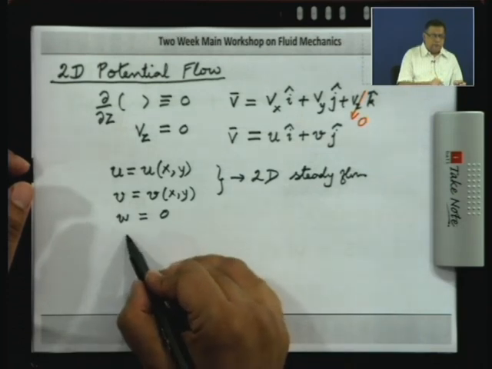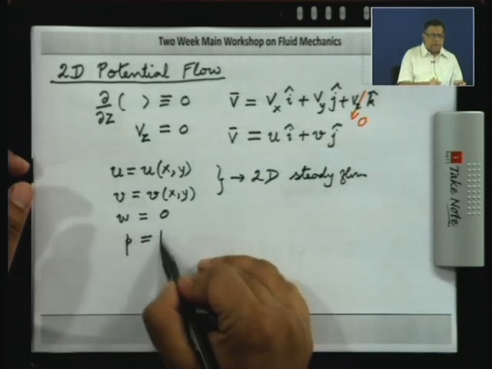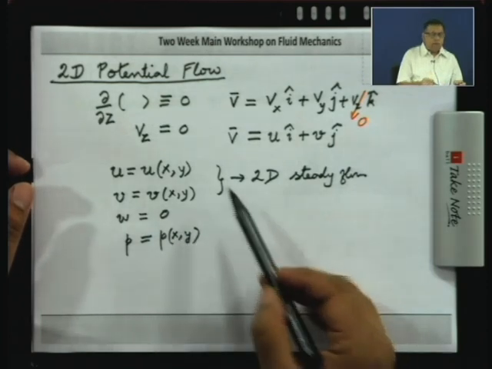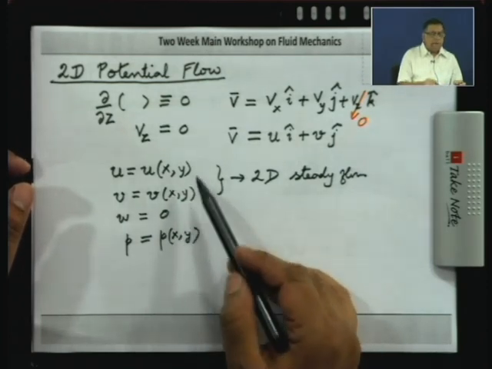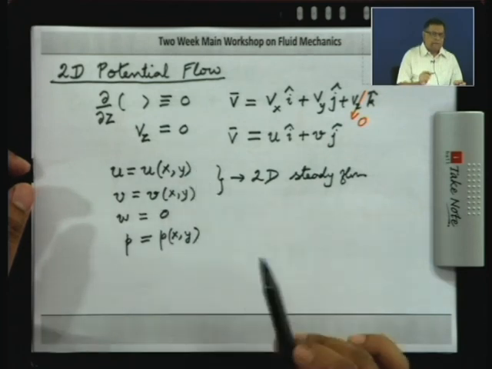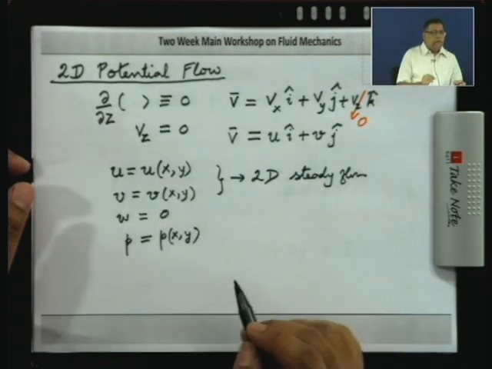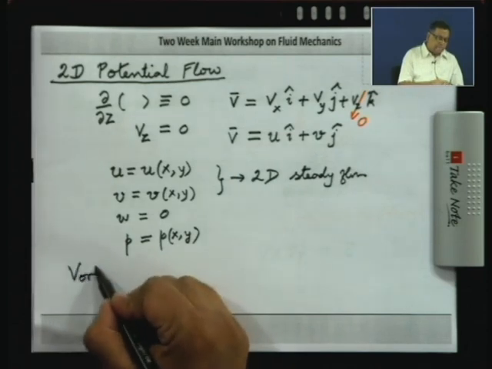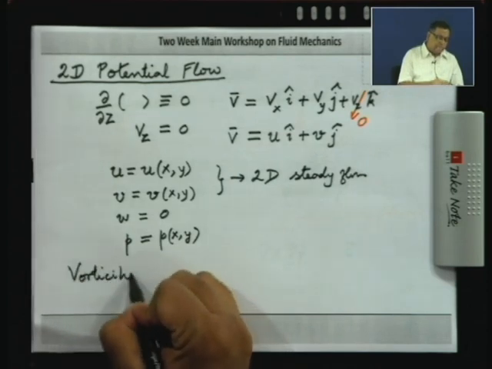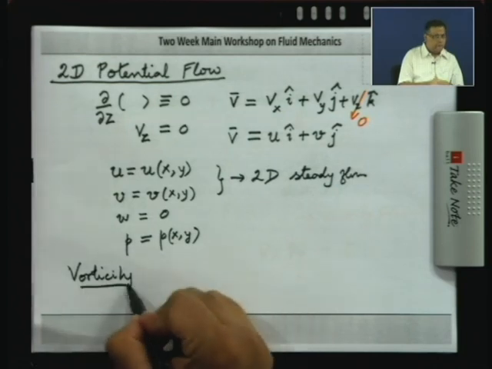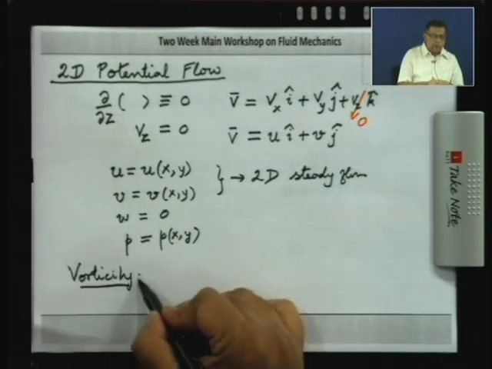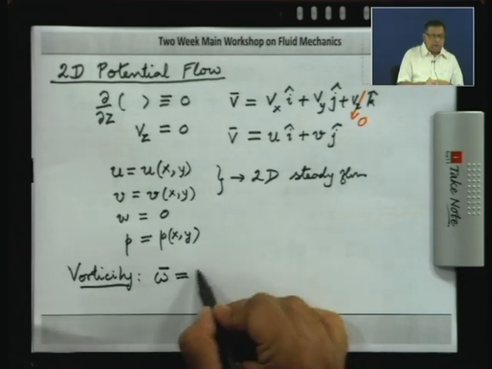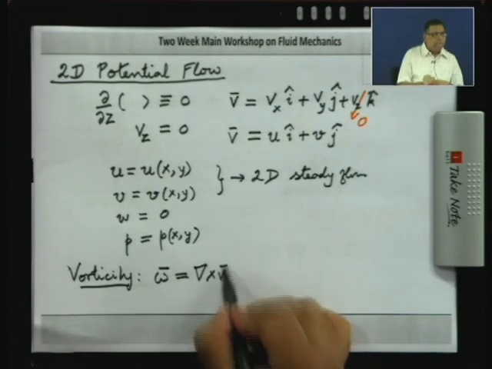And if you look at the modified pressure or the static pressure, this will be a function of x and y only. Now, if you have 2D unsteady flows, then u, v and p can depend on x, y and t as well. Now, first of all we will look at the vorticity vector. I am denoting this by the symbol omega. So, this is the curl of the velocity field.